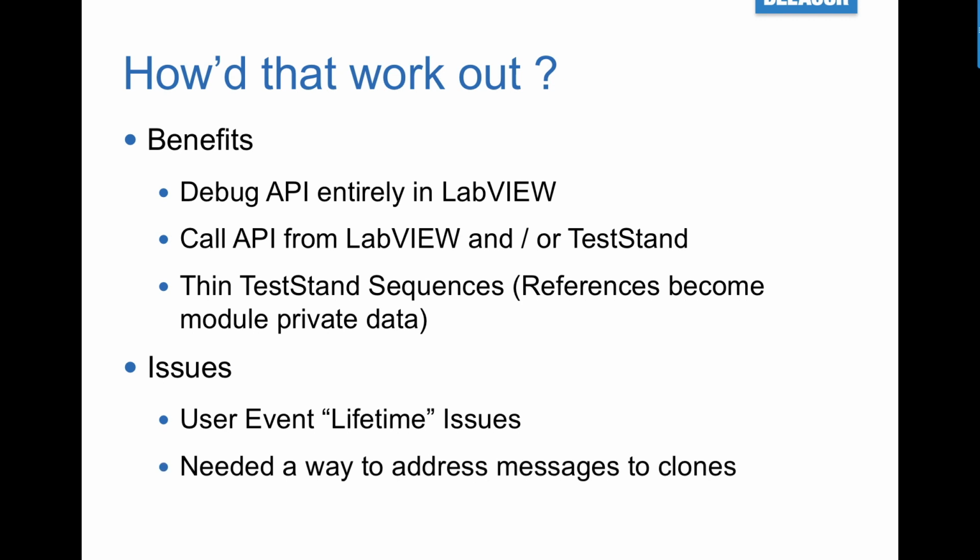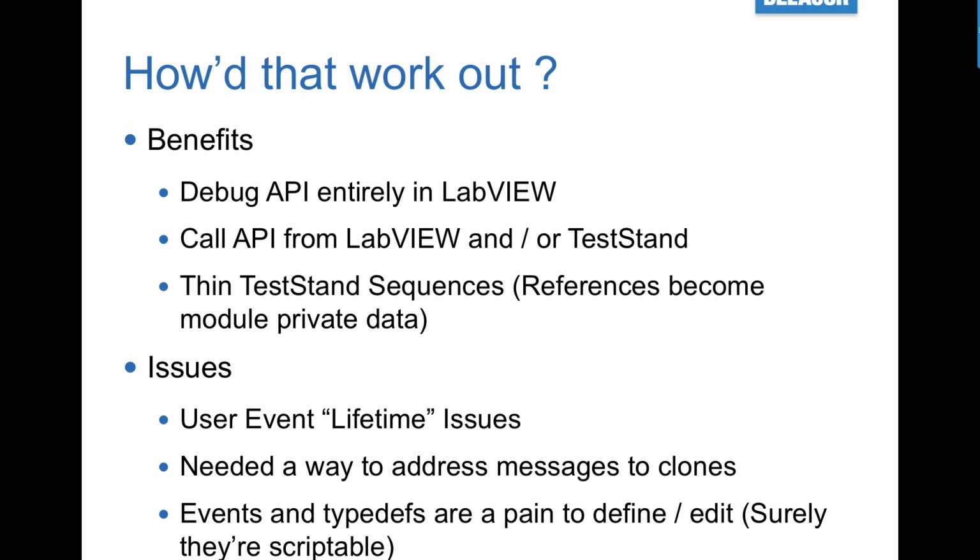We also needed a way to address messages to clones. It's perfectly reasonable that if we defined a module that can communicate with, for example, a DC power supply in our test system, at some point we will have more than one DC power supply, and we're going to want to communicate with them independently. We might want to set different voltages or different current levels on each instance of the DC power supply. So we need to be able to clone our modules, and therefore we need a way to address messages to a specific clone instance.